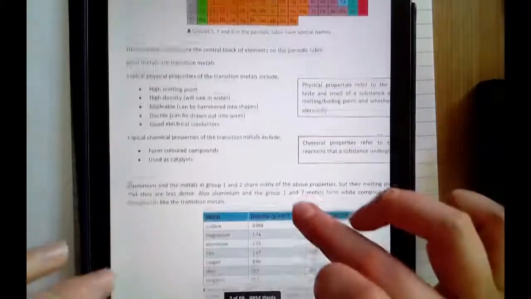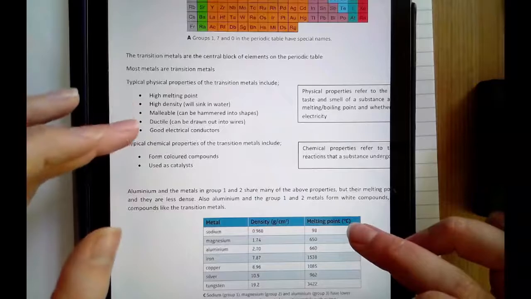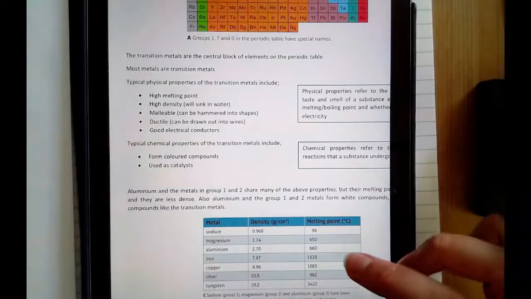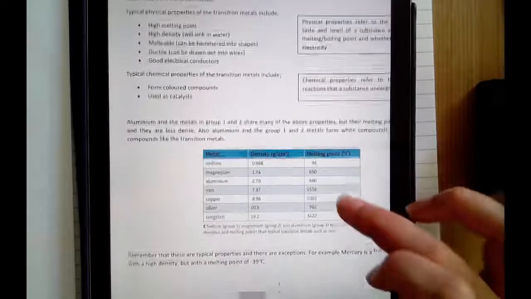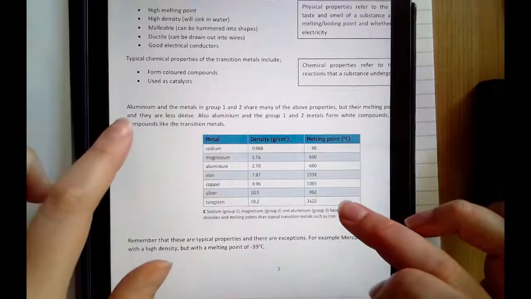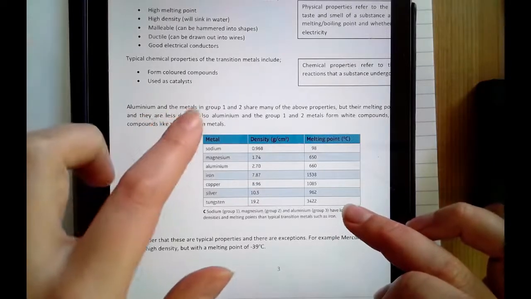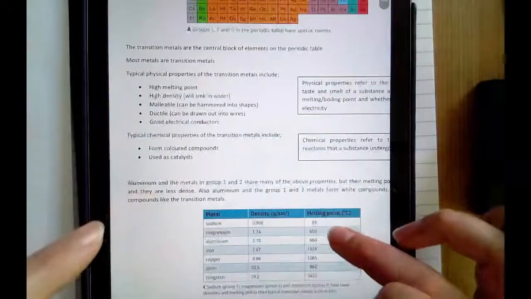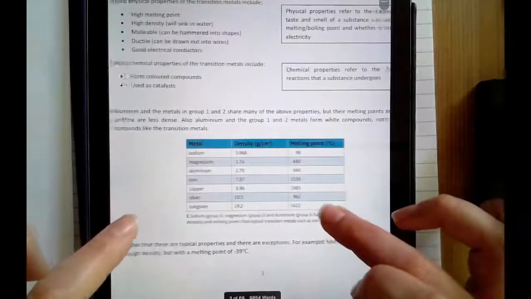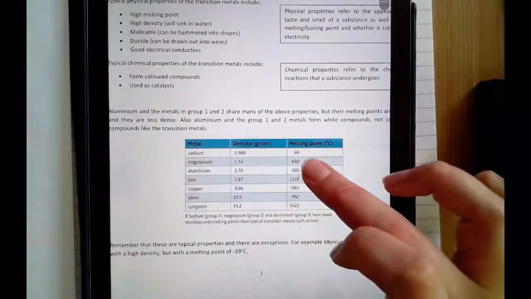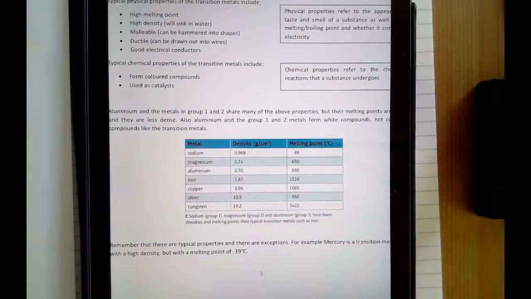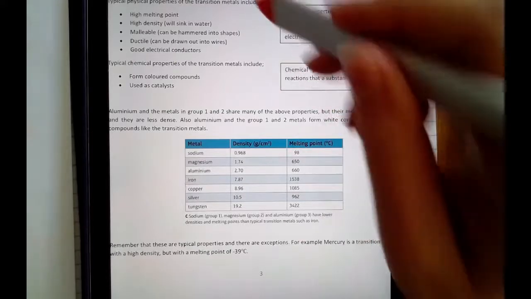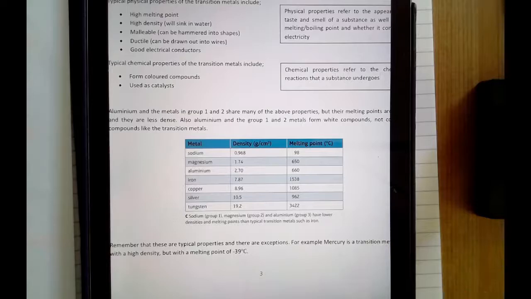So the properties that I've gone through here, we've come across already because they're just general properties of metals. Below I've written that aluminium, which is in group 3, and also your metals in group 1 and group 2, share many of these properties because they are all metals. However, if you compare the density and the melting points of your group 1, 2 and 3 metals with your transition metals, you'll see that the transition metals have much higher melting points and densities.